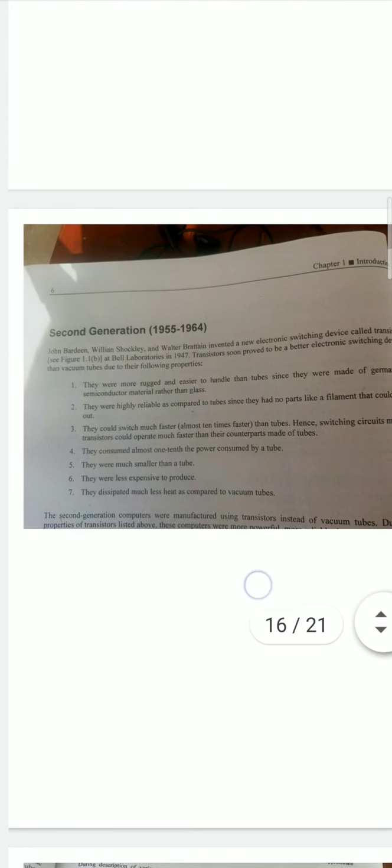Now come to second generation. The period of second generation was 1955 to 1964. Here Walter Brattain invented a new electronic switching device called the transistor at Bell Laboratories. The transistor soon proved to be a better electronic switching device than the vacuum tube because of the following properties.